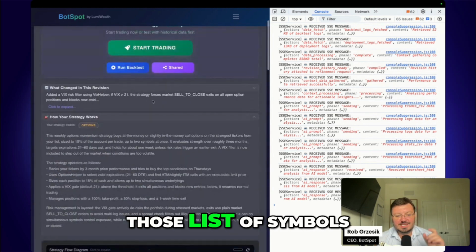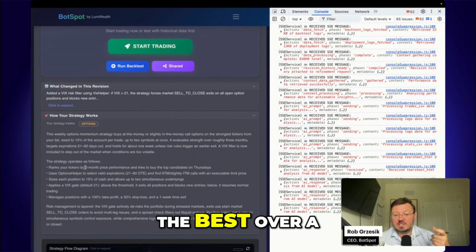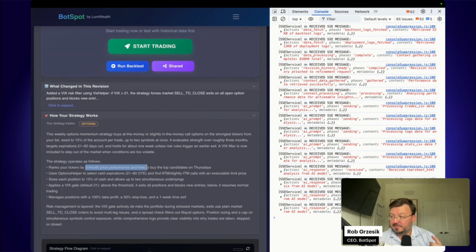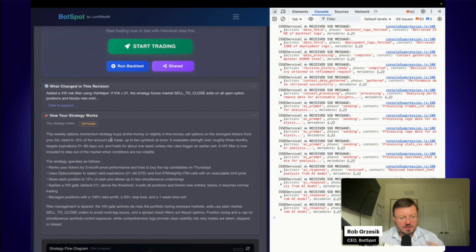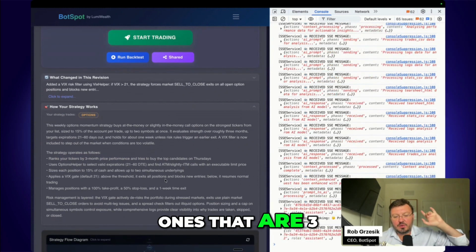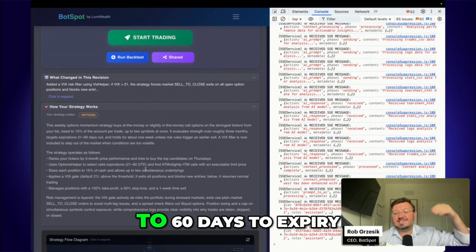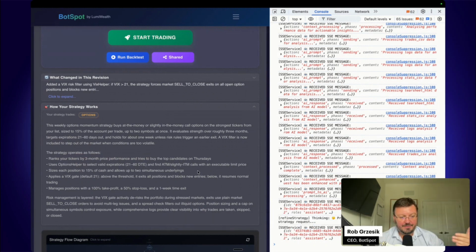So it looks through those lists of symbols and says which ones have performed the best over a 3-month period, and ranks those and then buys the top candidates. And then it will find, based on those top candidates, ones that are 3 weeks or 21 days to 60 days to expiry, right? So we're looking for those, and at the money.